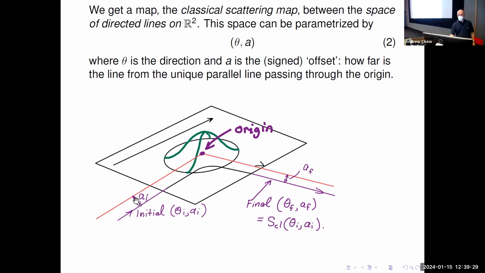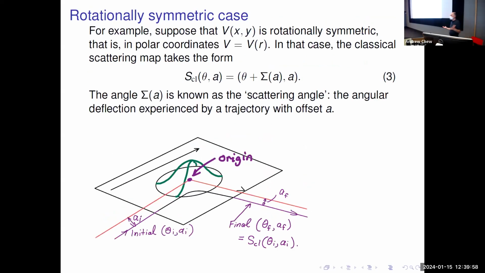So this A is an offset. The initial theta I is the initial direction, AI is the offset. It's the distance between that line and the parallel line that passes through the origin. Then something complicated happens as the marble interacts with this potential function. But we come out again, and then there'll be a final direction and a final offset. So the classical scattering map takes the initial direction and offset to the final direction and offset.